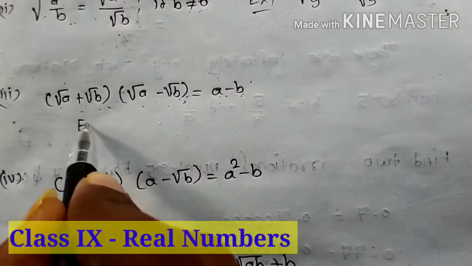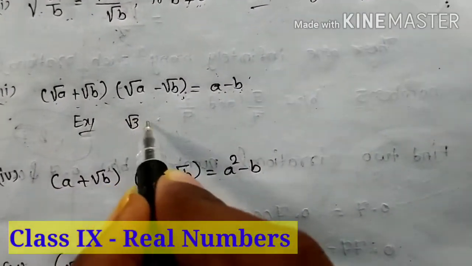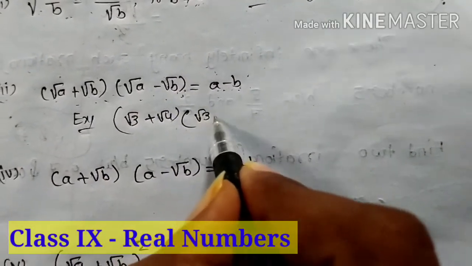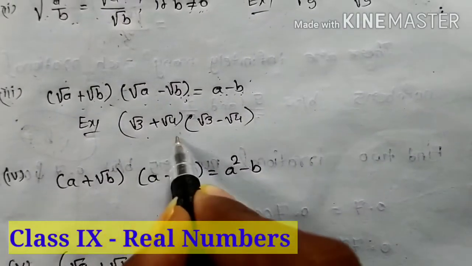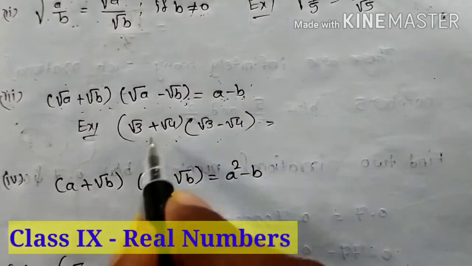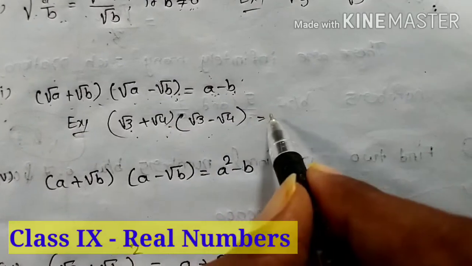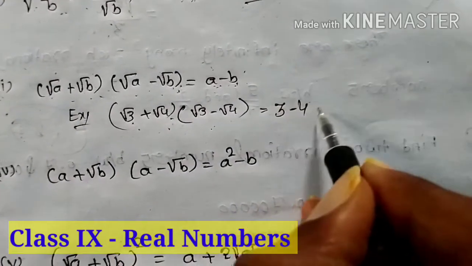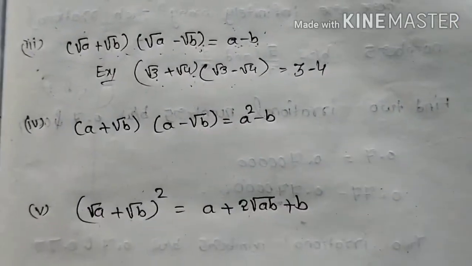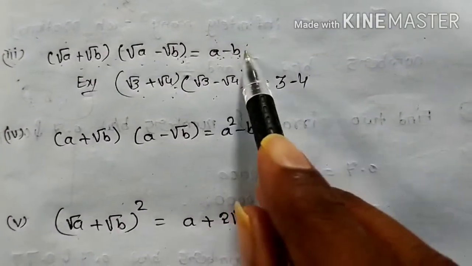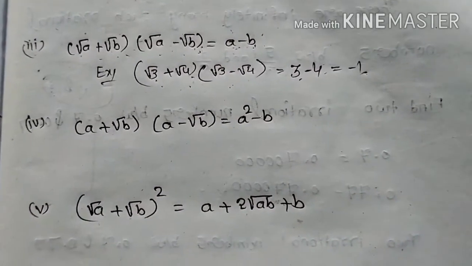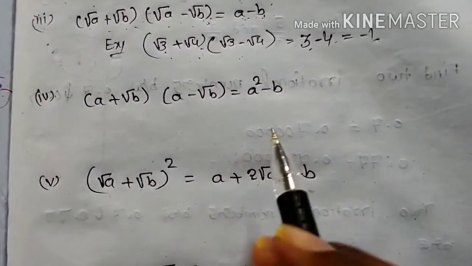For example, I am taking here root 3 plus root 4 into root 3 minus root 4. Whenever you get this kind of problem, you can directly write A minus B. That means A value is how much? 3. B value is how much? 4. That means your answer is 3 minus 4. 3 minus 4 is how much? Minus 1 only is your answer. I am using this formula A minus B, so 3 minus 4 is equal to minus 1. You have to remember these formulas, which are very useful in exercises.